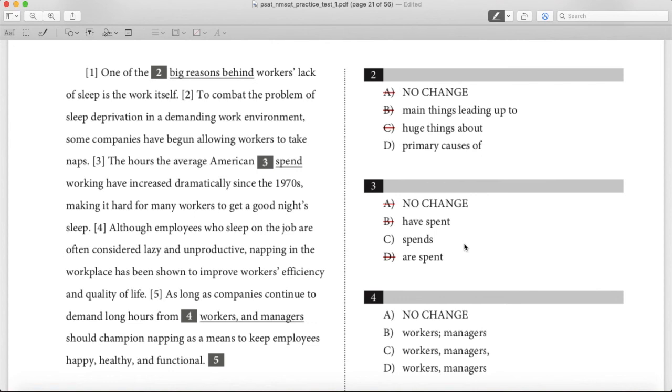Although employees who sleep on the job are often considered lazy and unproductive, napping in the workplace has been shown to improve workers' efficiency and quality of life. As long as companies continue to demand long hours from workers and managers, should champion napping as a means to keep employees happy, healthy, and functional. Yeah, right. No good. So, can we already eliminate A?